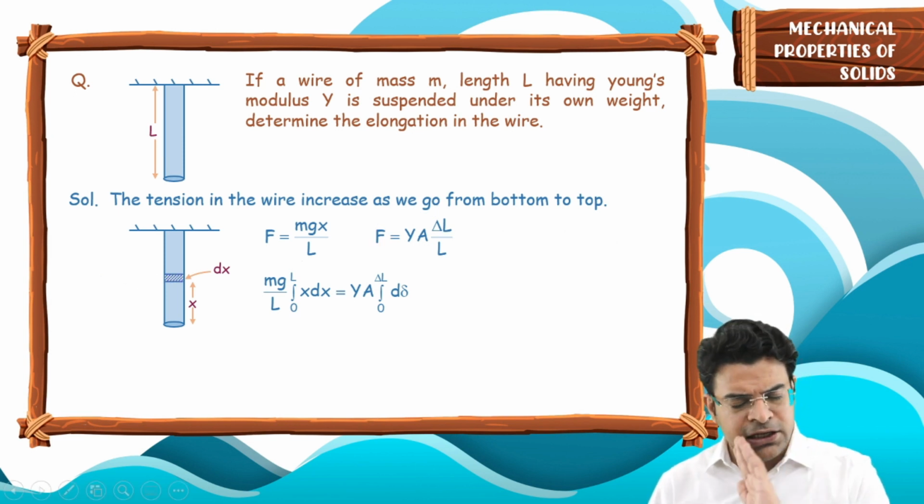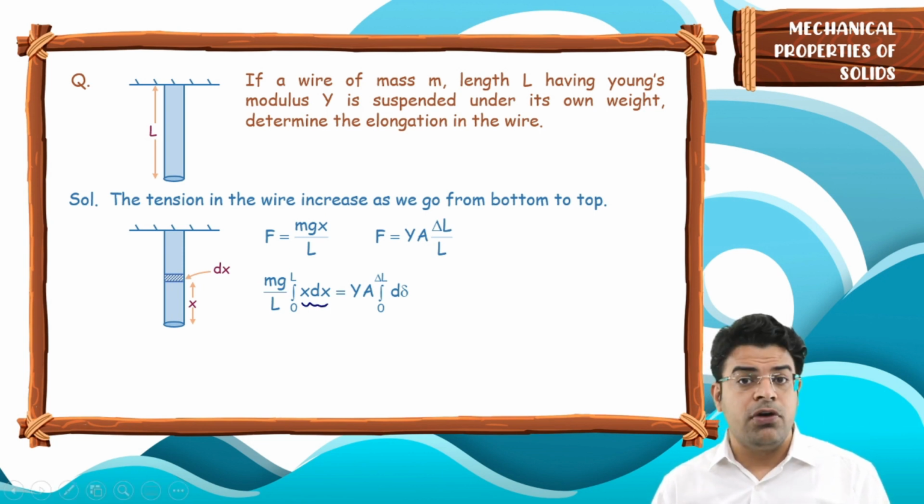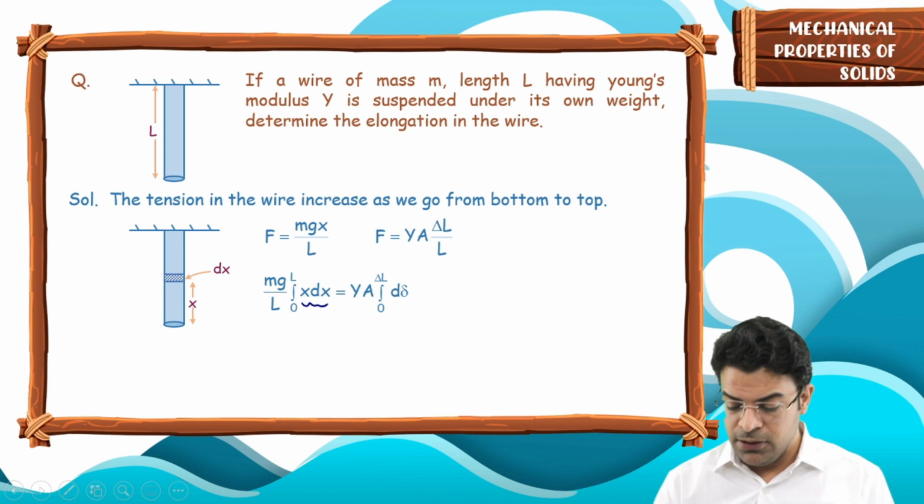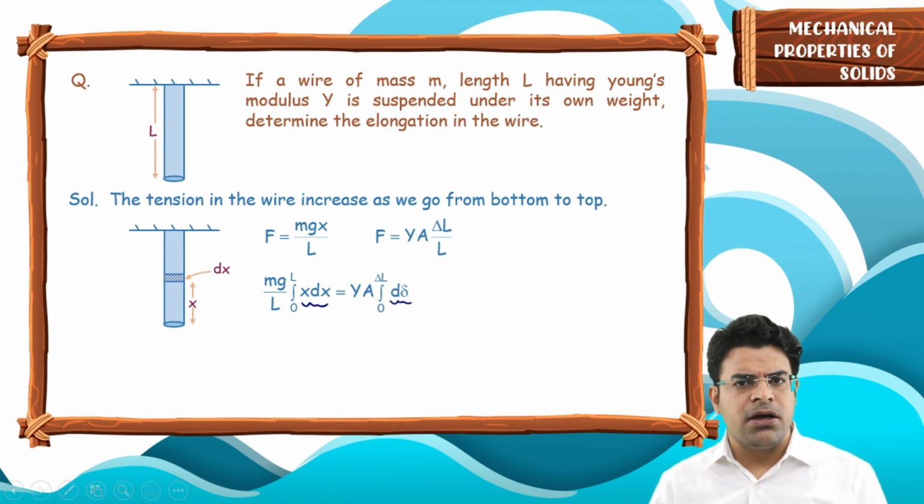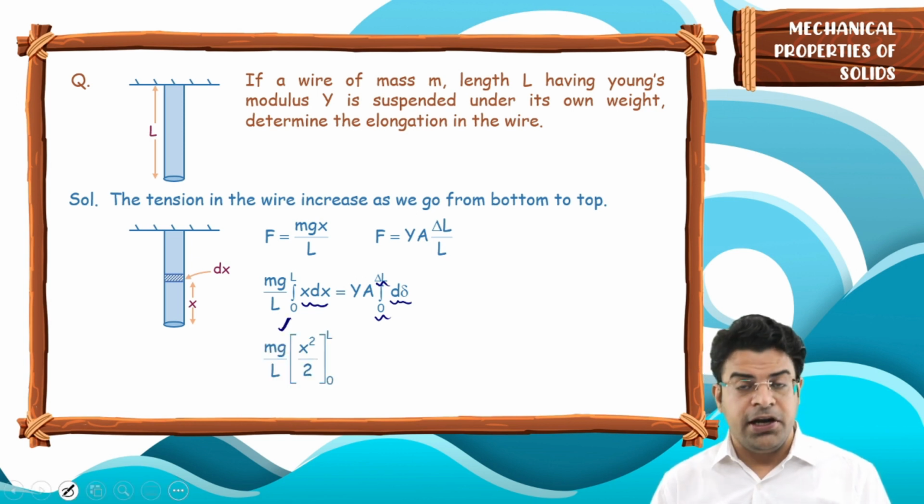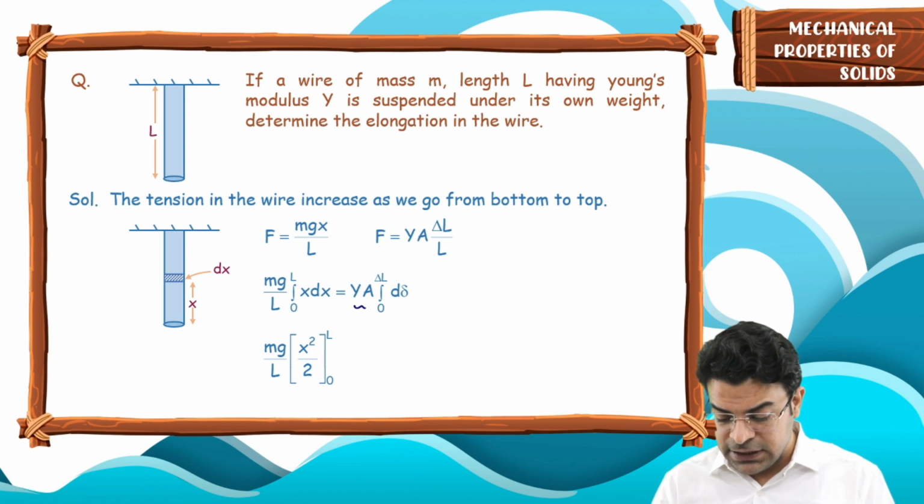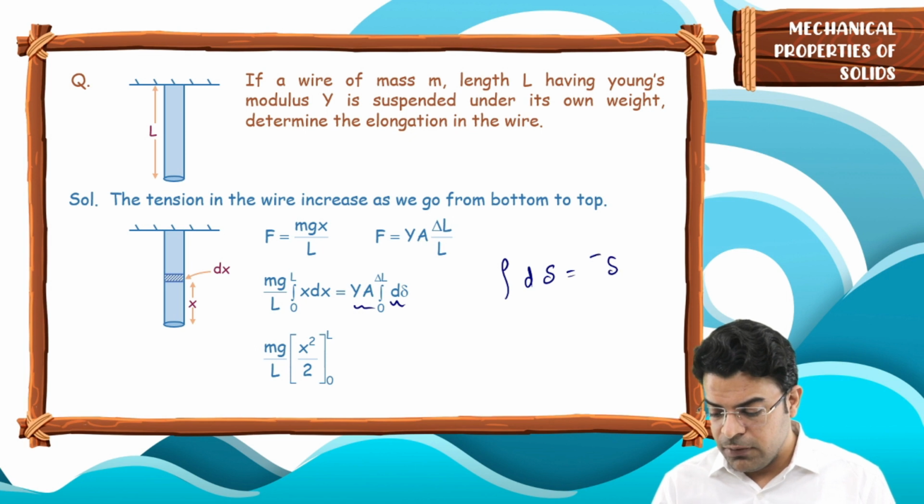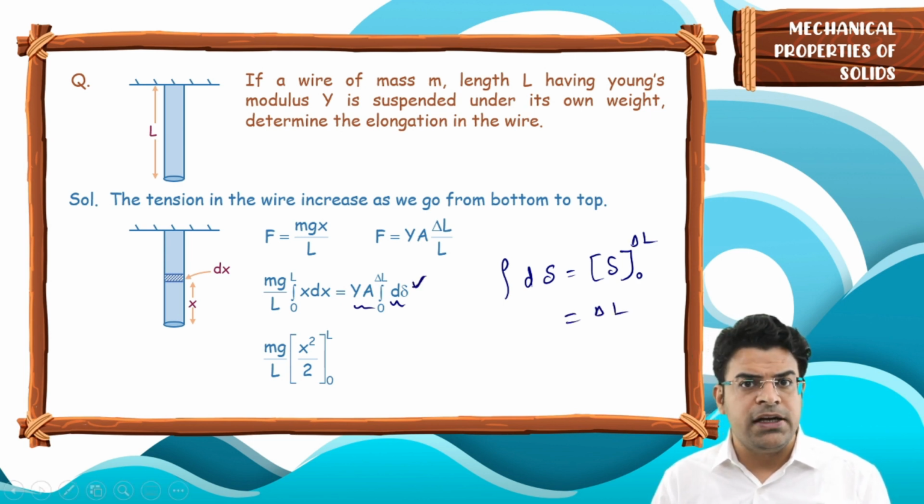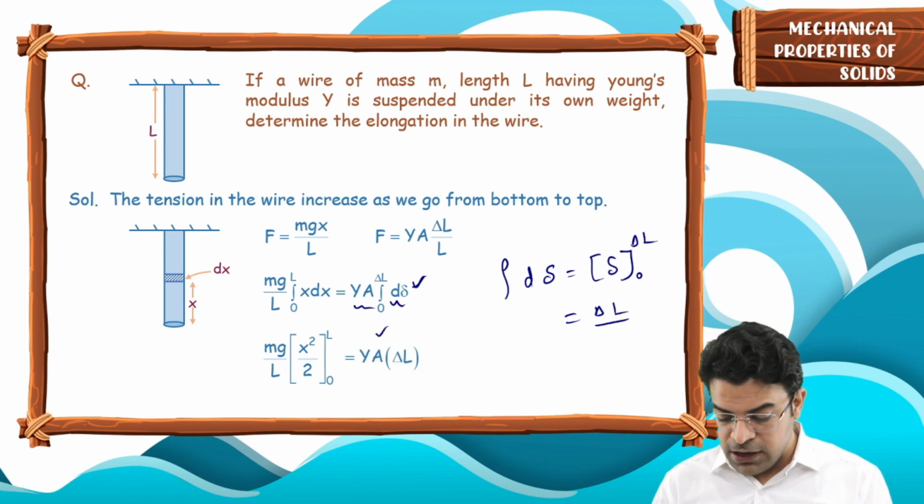Now the integration part is easy. Integration of x dx gives you what? x square by 2, lower limit 0, upper limit L. Integration of d delta gives you what? Delta, lower limit 0, upper limit delta L. So on the left hand side, after integrating, you will get mg by L, which is a constant outside, times x square by 2, lower limit 0, upper limit L. And on the right hand side, integration of d delta from 0 to delta L gives you simply delta L, so equals YA delta L.